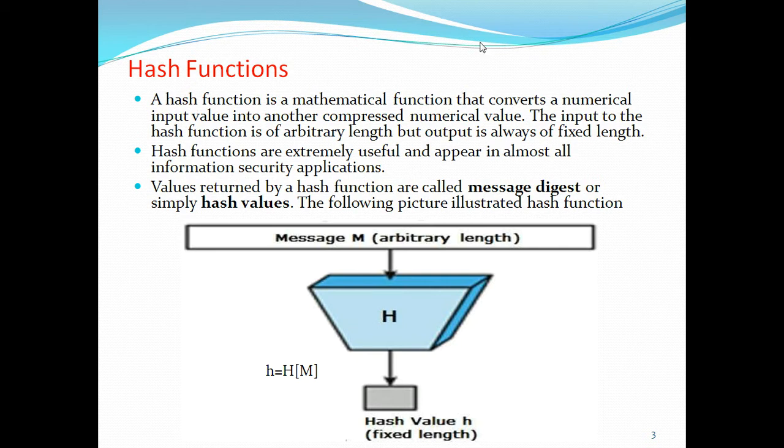So what is the input for this? The input for this hash function is of arbitrary length, but the output is always fixed length. You will get a fixed length hash value, but the input is arbitrary, meaning variable. Whatever the size of the message you select, it may be of arbitrary length. Sometimes 1 byte, sometimes 2 bytes or a block of data, depending on the kind of hash function.